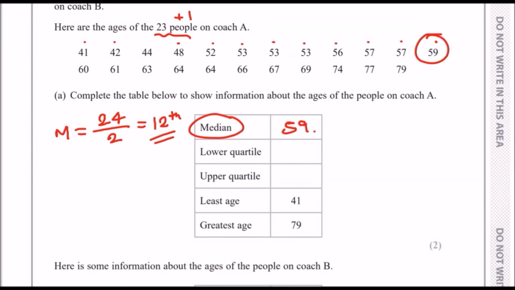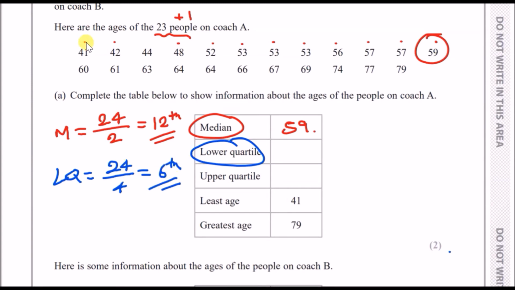Now to find the lower quartile, it's just like the median. Instead of finding the half person, you find the first quarter. So divide it by 4. And well, 24 divided by 4 is 6. So we're looking at the 6th person. Once again, counting, you should get the 6th person to be 53 years old.